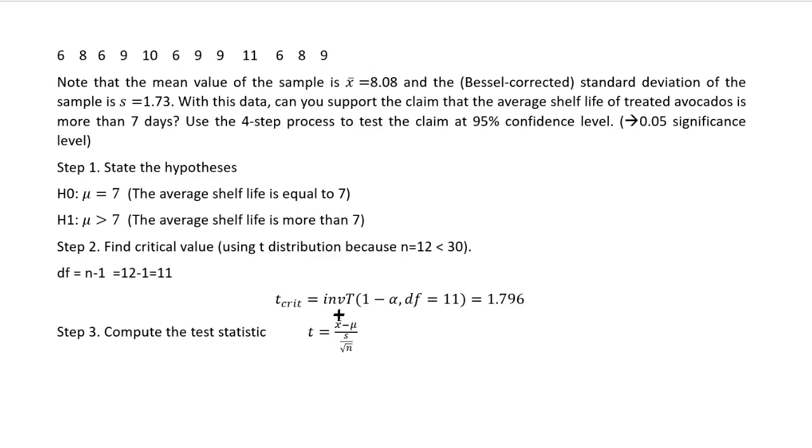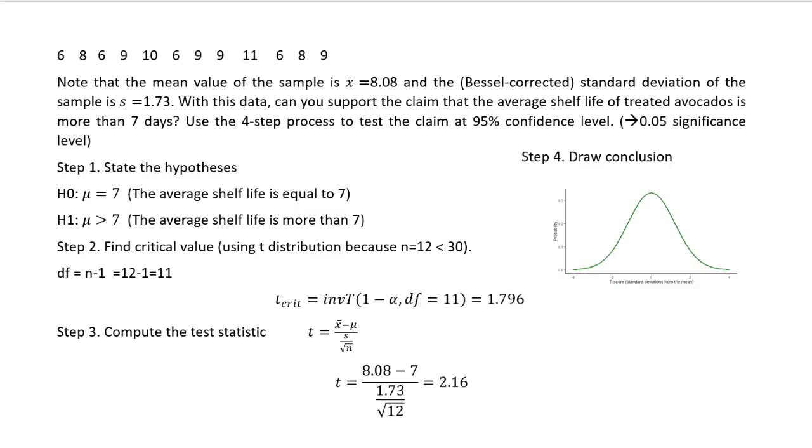X bar is 8.08, mu would be 7 right here. S would be this one, 1.73, divided by the square root of n, where n is 12. So you can just compute all of these values, put everything in here, and that gives you 2.16. And as you can see, 2.16 is bigger than 1.796, so it's on the right side of the rejection region.